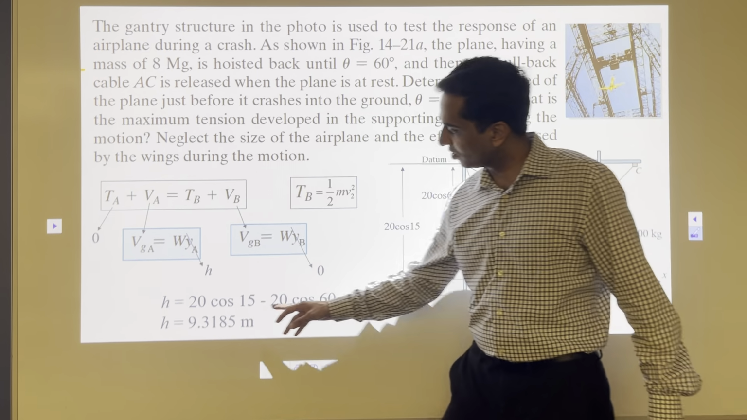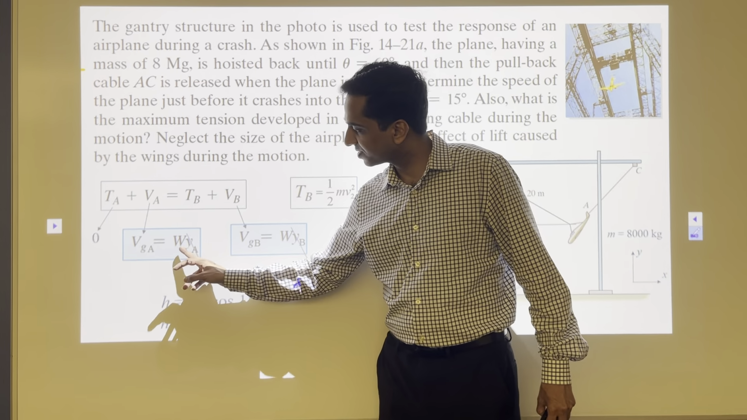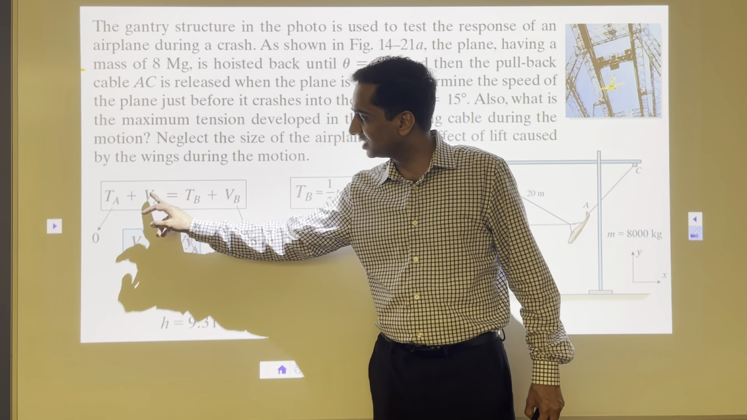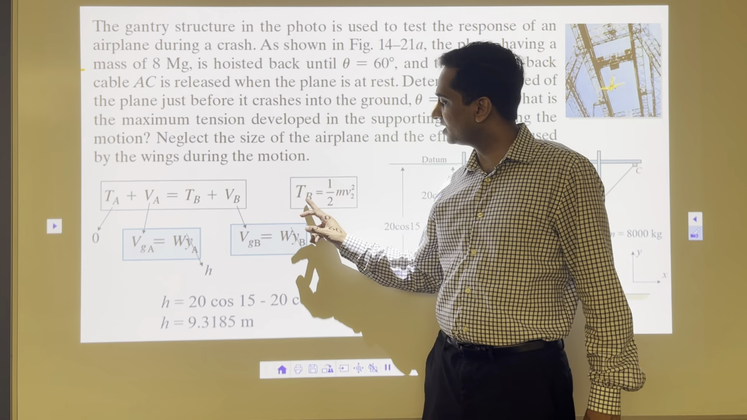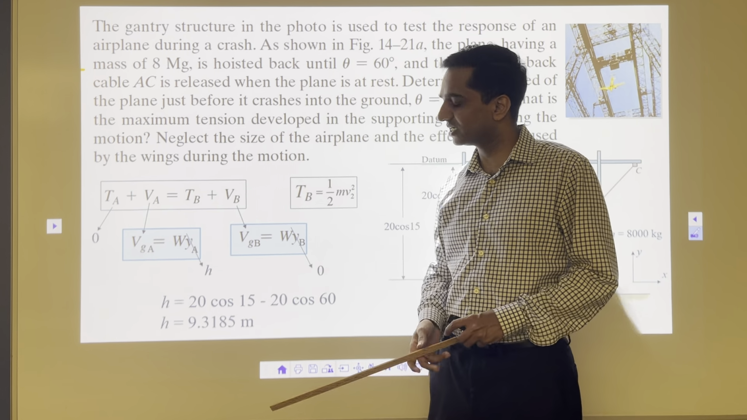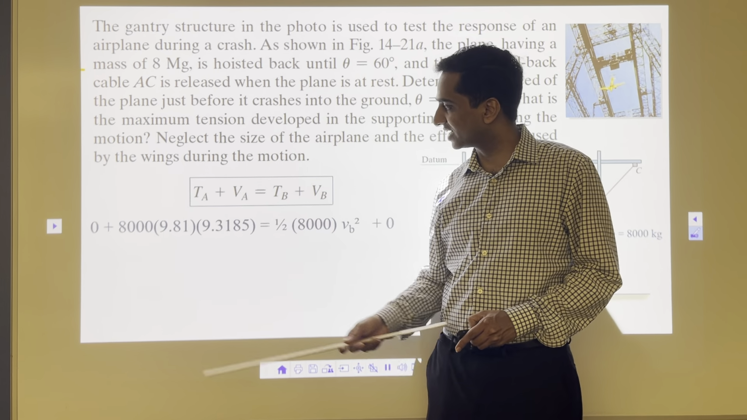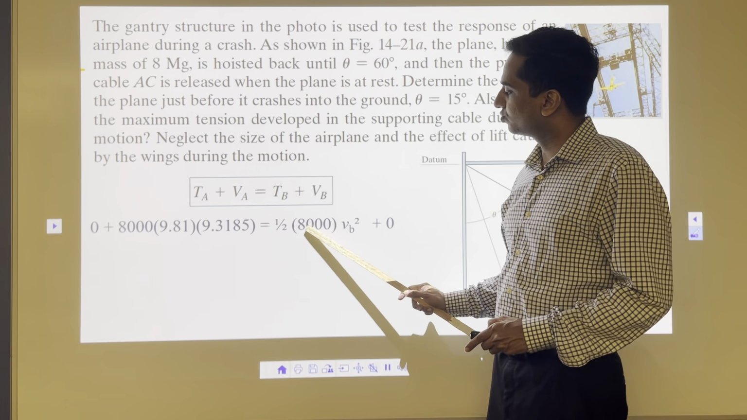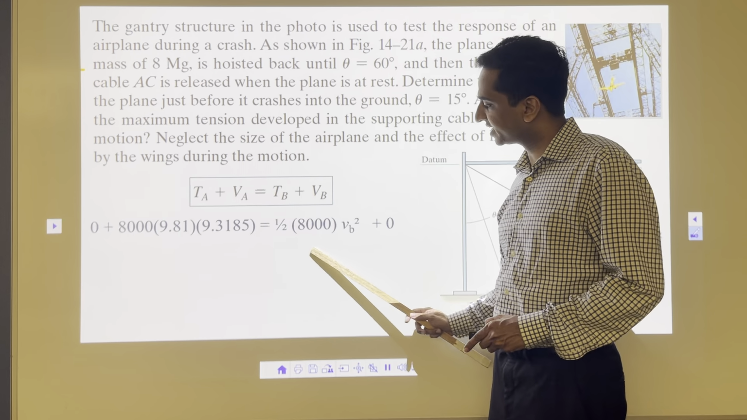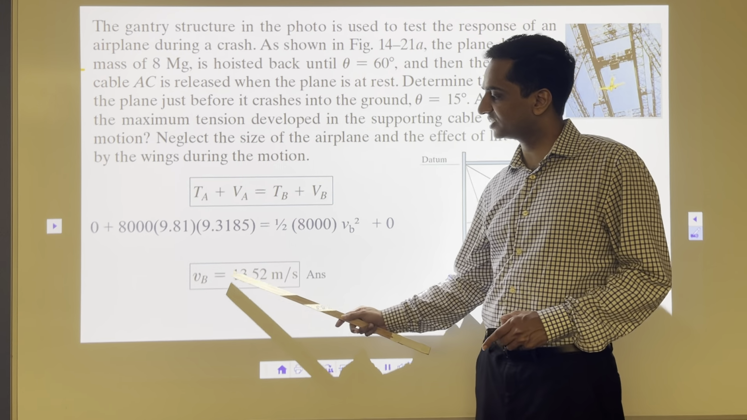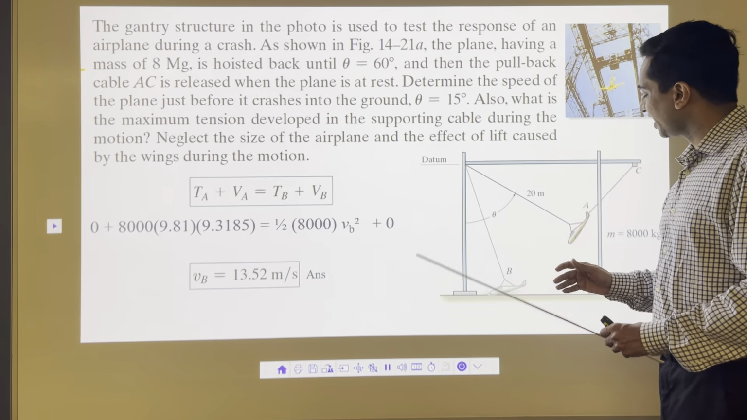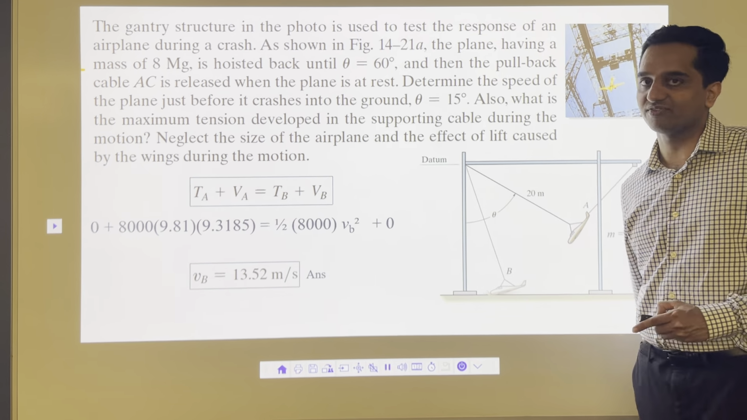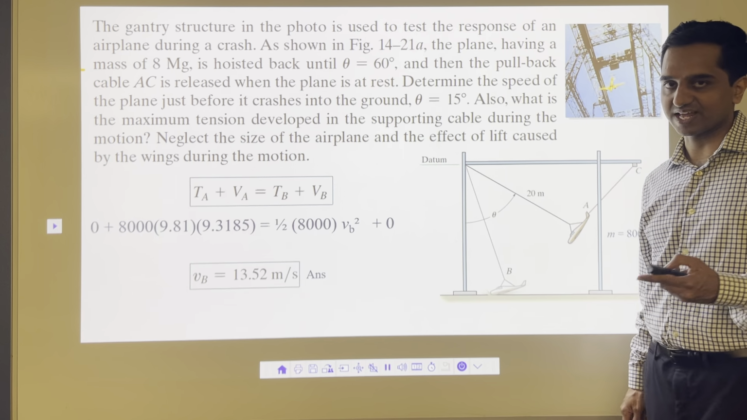So all I have to do now is put this 9.3 meters here. Mass is 8,000 times gravity. I'll get this one, which is equal to TB. Once I have TB, I can calculate V2. My total potential energy is equal to my final kinetic energy, and then I can calculate velocity as 13.5 meters per second. It means this plane is crashing here with a velocity of 13.5 meters per second. That's it. That's your problem.